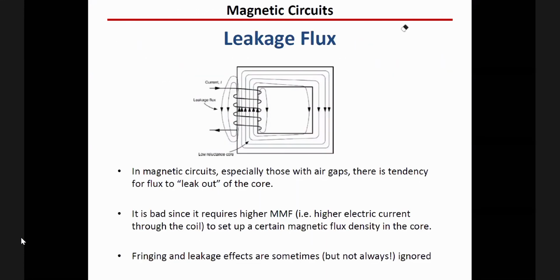The last type of losses, I already explained this before, is called the leakage flux, which is basically the flux that we lose from the core to the surrounding air. Because we have the reluctance of the core and the reluctance of the air, a small percentage of the flux will go to the air, which is considered to be losses, because you want to utilize all the flux inside the core.